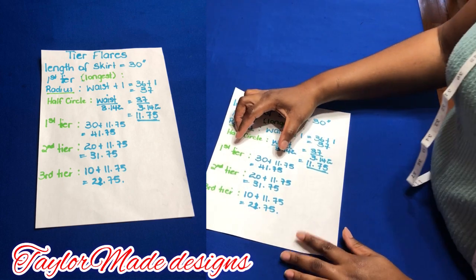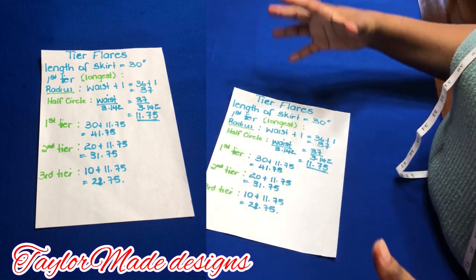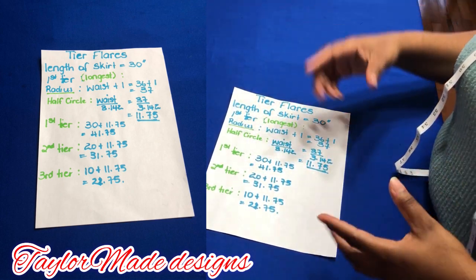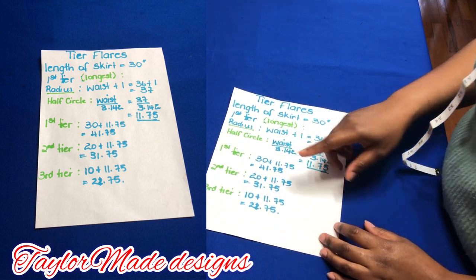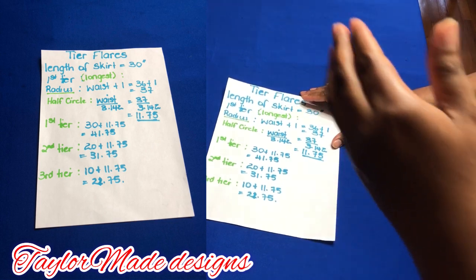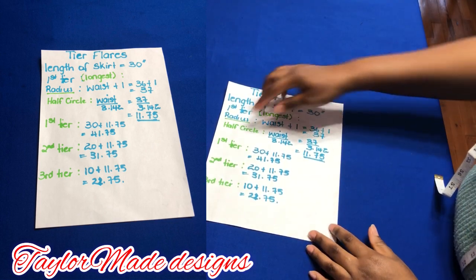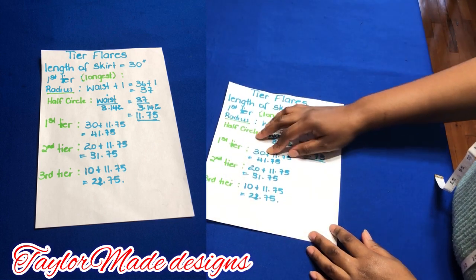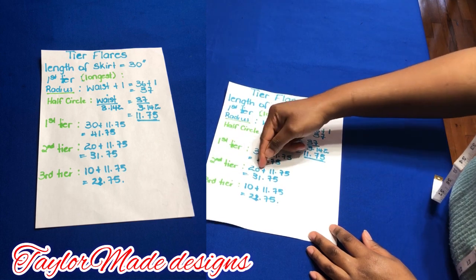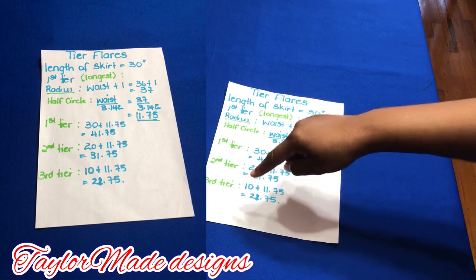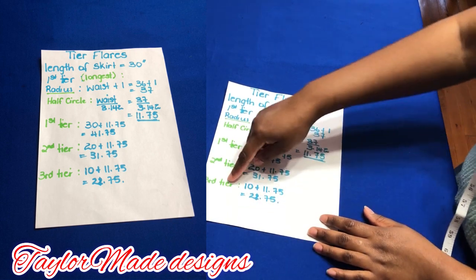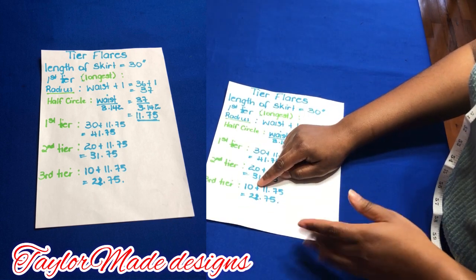So in order to know how much you need to fold and how much you need to cut, you'll have to add this radius to the length of each tier. So I need my tiers to be at equal distance. My first tier, I want it to be 30 inches long. My second tier, the one in the middle, I want it to be 20 inches long. And the final tier, which is the smaller one, I want it to be 10 inches long.